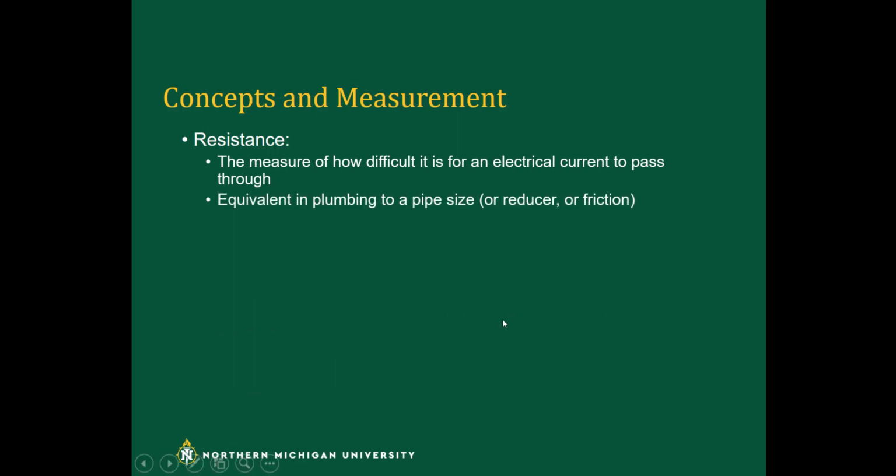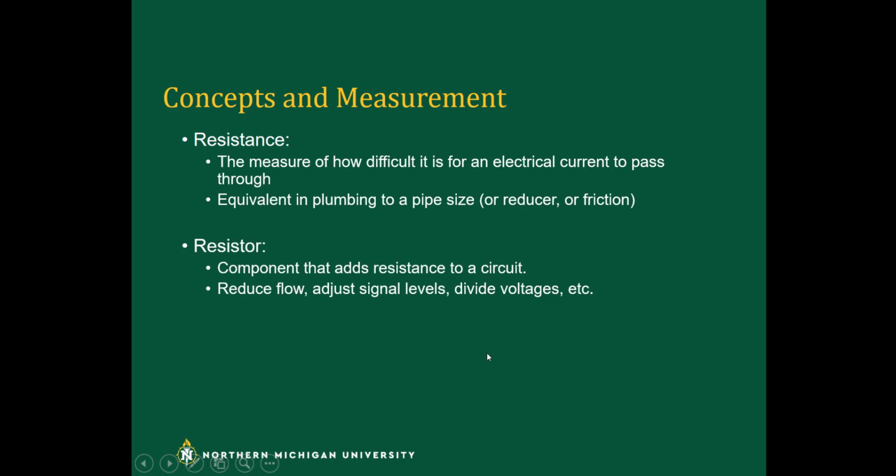Resistance is measuring how difficult it is for an electric current to pass through. So in plumbing terms, again, it'd be the equivalency of pipe size or having a reducer or having any kind of friction within there. Your resistor is a component that adds resistance to a circuit, right? We're reducing flow, we're adjusting signal levels, we're dividing voltages, we're doing all that kind of stuff. And then it's measured in ohms. So Ohm's law is measuring resistance. The general equation for it is current equals voltage divided by resistance, sorry. So I equals V over R.